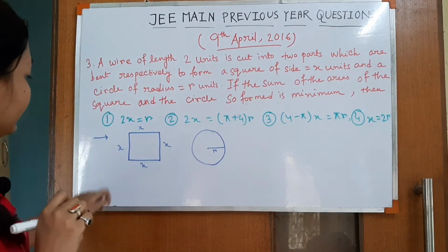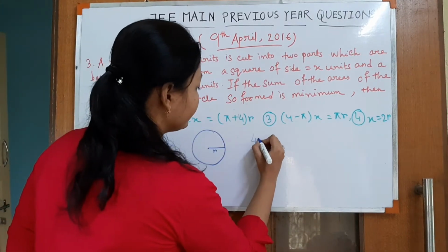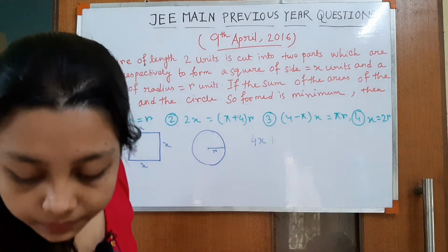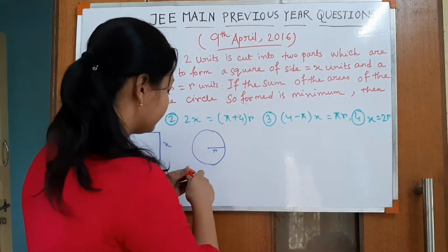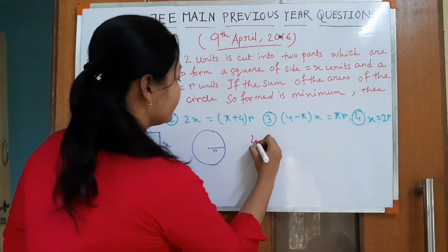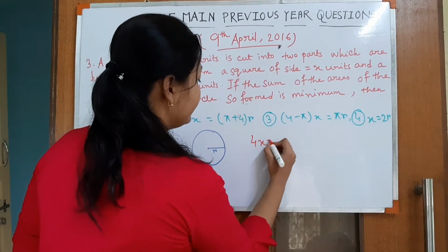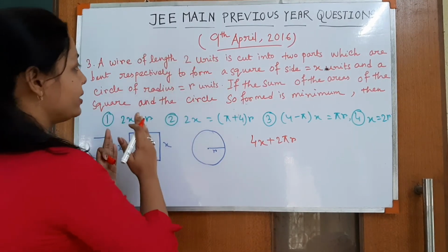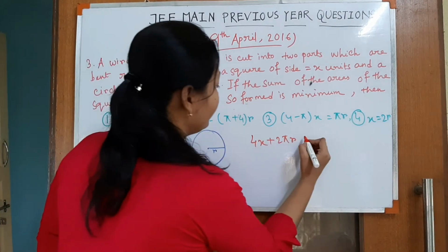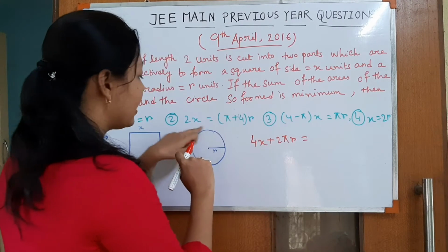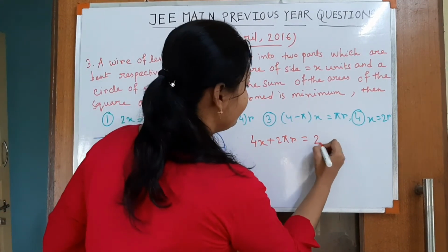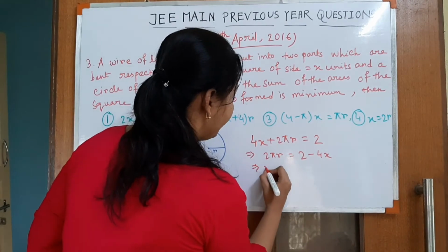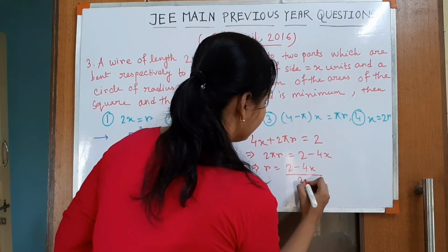Next, the perimeter of the square is 4x and the circumference of the circle is 2 pi r. Since these two shapes are made from a wire of length 2 units, the sum of the perimeter of the square and the circumference of the circle is equal to 2. Then we get 2 pi r = 2 minus 4x, so r = (2 minus 4x) by 2 pi.